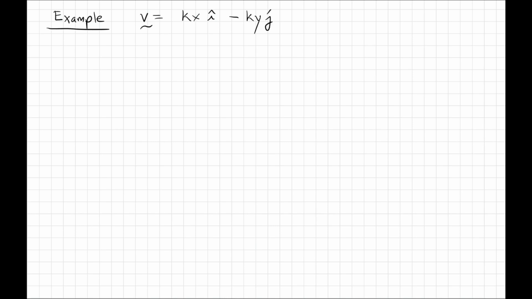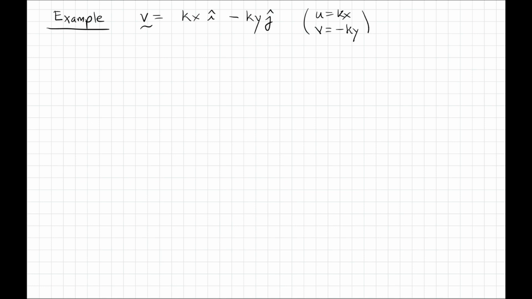All right, so let's solve an example where we calculate the acceleration using the material derivative of the velocity. So let's consider a particular velocity field where the x component of velocity is given by kx and the y component of velocity is given by minus ky. That flow is called a stagnation flow.